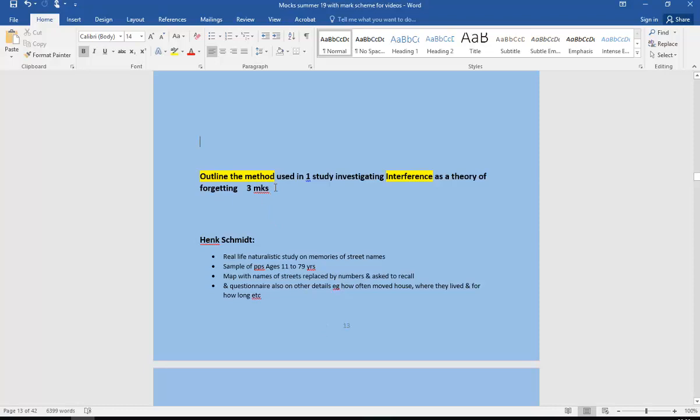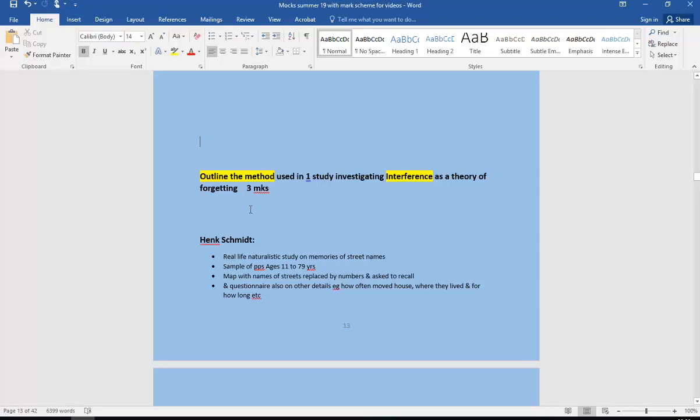the method, so 3 marks on the method used, so they're not interested in results. Okay, so you could say it's a real life naturalistic study on memories of street names. Sample is always useful to put in this method. Who are they using? Sample participants ages 11 to 79. They were given maps with street names replaced by numbers, and they were asked to recall them. You could include also that they had questionnaires and other details like how often they moved house, where they lived, for how long, etc., etc.